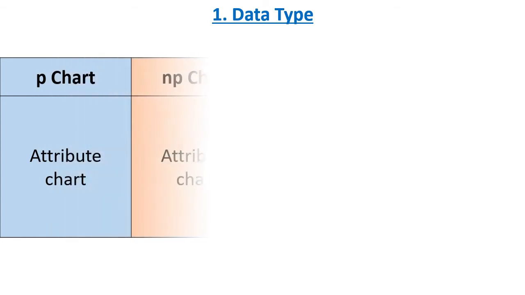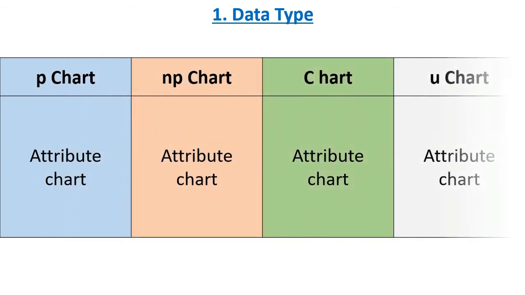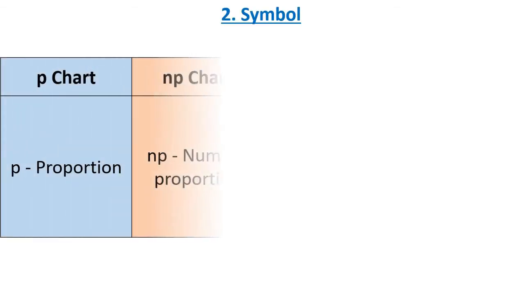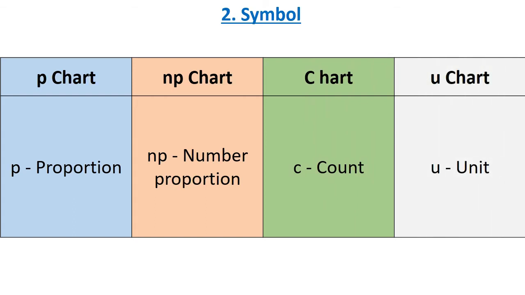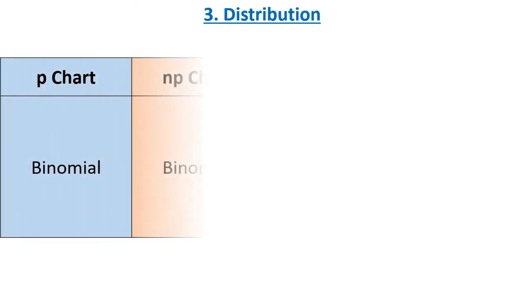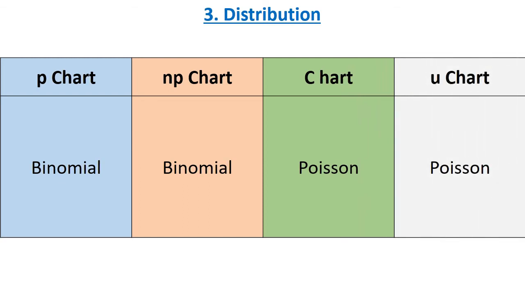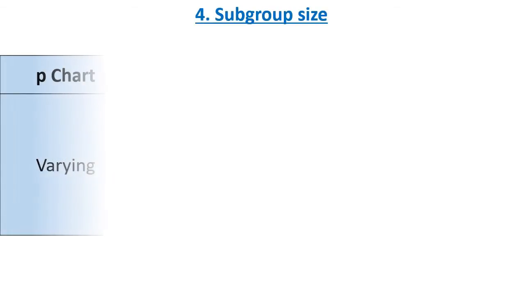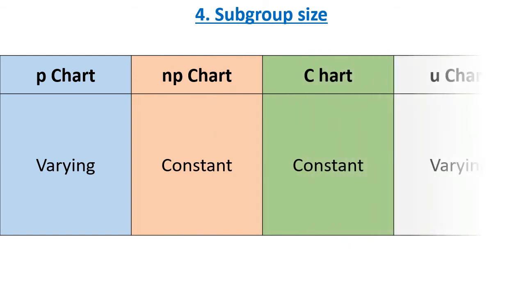Okay, first difference is data type. All charts use attribute data. Second difference is symbol, where P is proportion, NP is number proportion, C indicates count and U indicates units. Third difference is type of distribution, where P and NP use binomial distribution and C and U charts use Poisson distribution. Fourth difference is the size of subgroup, where P and U charts use varying subgroup size and NP and C charts use constant subgroup size.